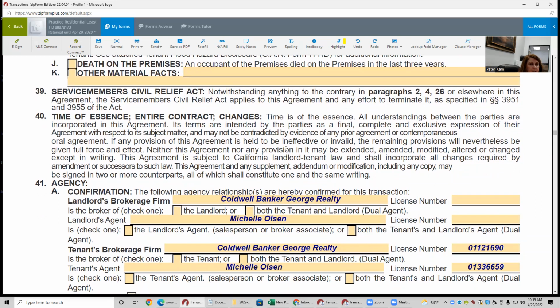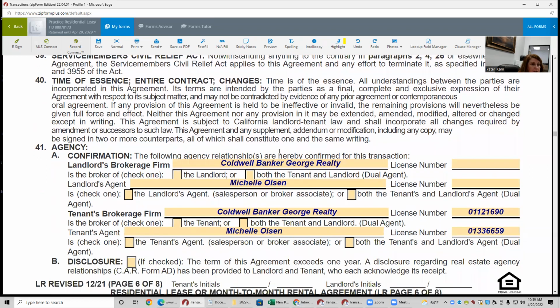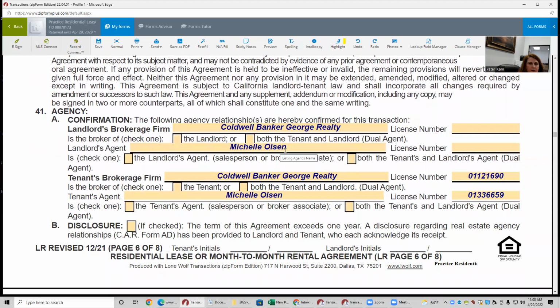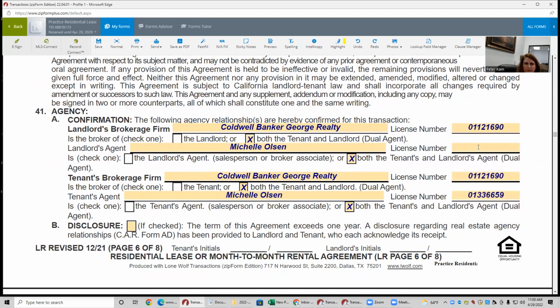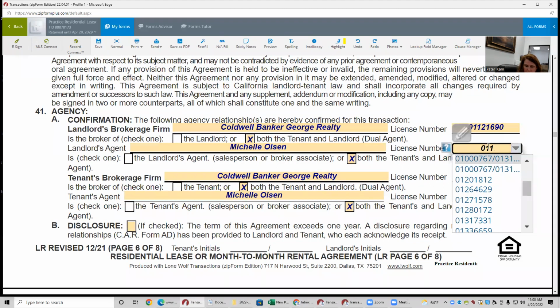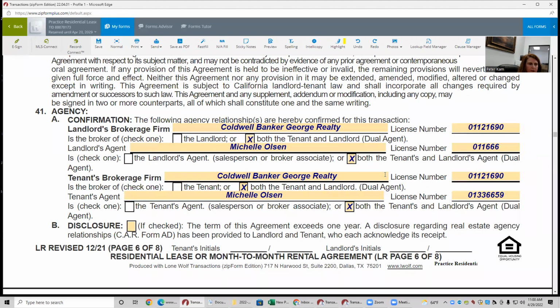Time is of the essence, and all understandings between the parties are incorporated in this agreement. There is no verbal in real estate. So it's telling you that everything is in this agreement. Make sure that you have the confirmation of agency filled out properly. So here, if you're representing both, click both. Make sure you have the license numbers here. I'm just putting any number there.